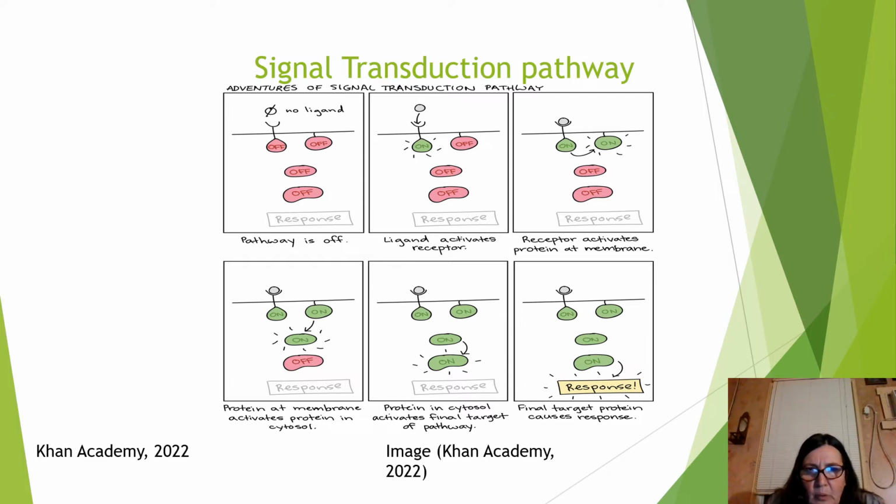So when that ligand binds right there, that receptor activates that next protein on the cell membrane. And then when that protein is activated and turned on the membrane, it activates the protein here in the cytosol. And then when the protein in the cytosol activates the final target here on the pathway, you get a response from a target cell. So that's the signal transduction pathway. We'll discuss that more when we talk about the G-coupled proteins.